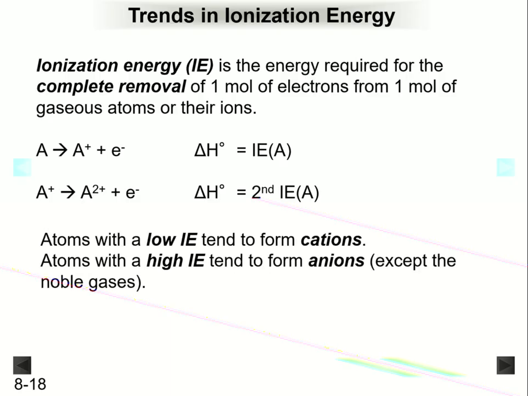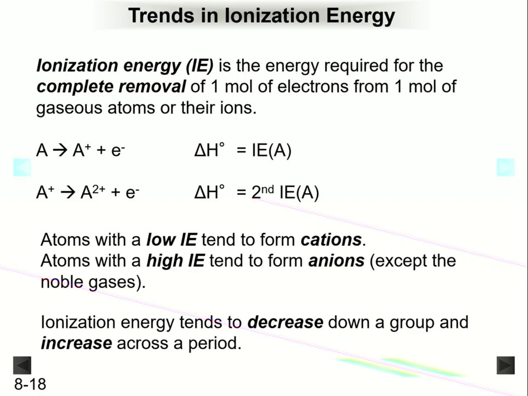Atoms with low ionization energies tend to form cations. We'll see that those are metals. Atoms with high ionization energies tend to form anions, except the noble gases. Ionization energy now, just like atomic radius, has some periodic properties, and it tends to decrease going down a group. Let's think about that first for 1 second. The ionization energy tends to decrease because the electrons are further out from the nucleus. They're easier to remove from the atom.